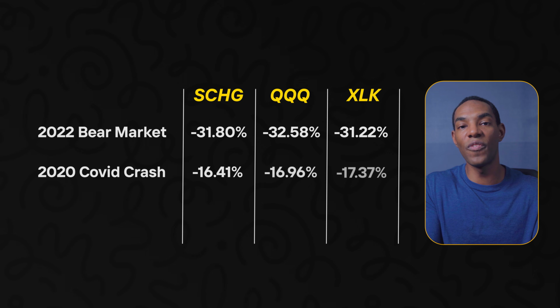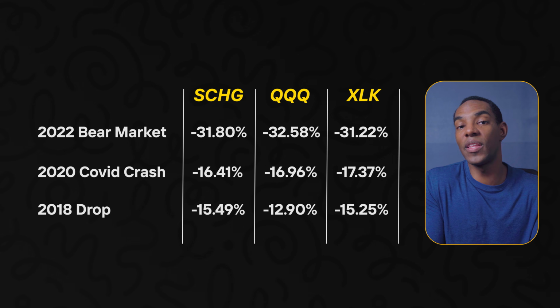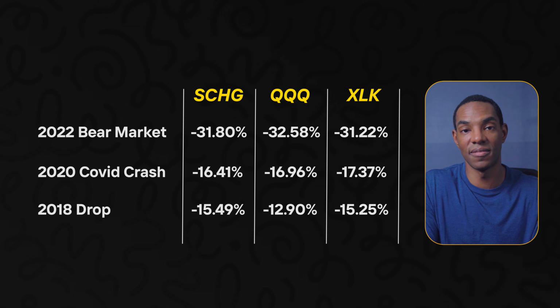After that, we had the COVID crash in 2020, which was pretty dramatic, along with the downturn in late 2018. The gap between the funds isn't that big at all, and oddly enough, each ETF had 1 year where it dropped more than the others. And if you average them out, they're all pretty close to each other.